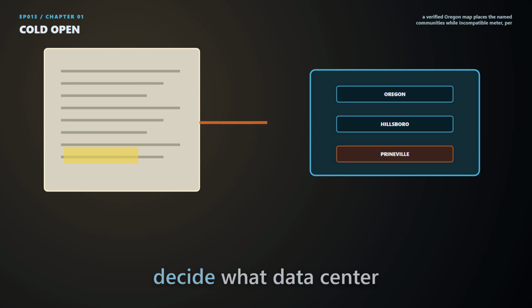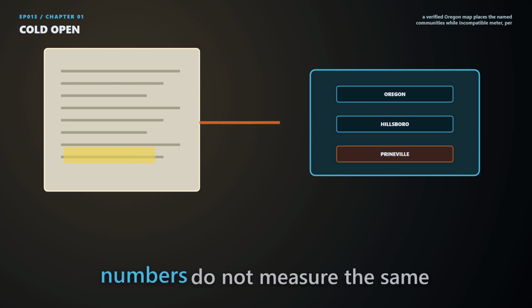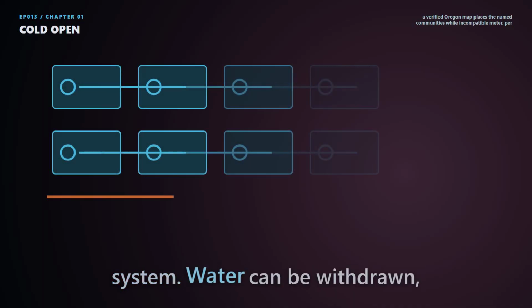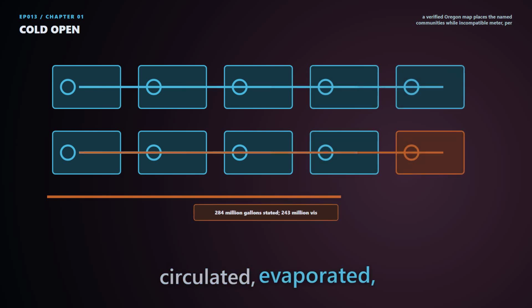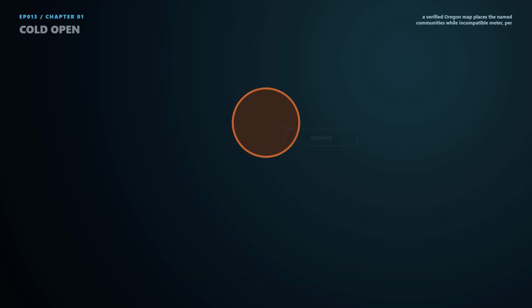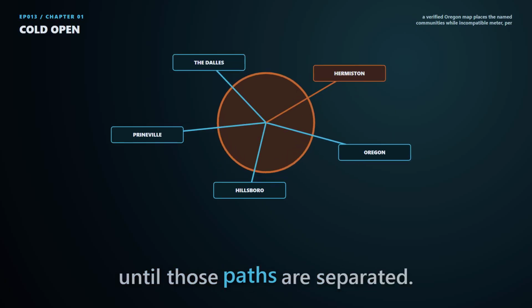How can Oregon decide what data center water costs when the public numbers do not measure the same thing? The investigation begins inside the cooling system. Water can be withdrawn, circulated, evaporated, discharged, reused, or counted indirectly through electricity. A statewide total explains little until those paths are separated.